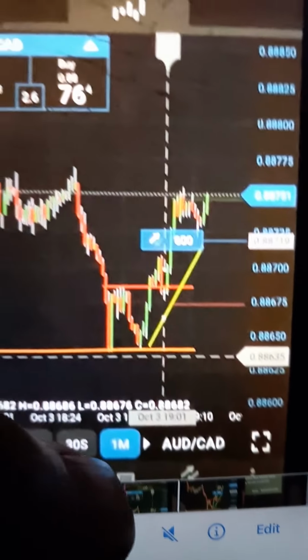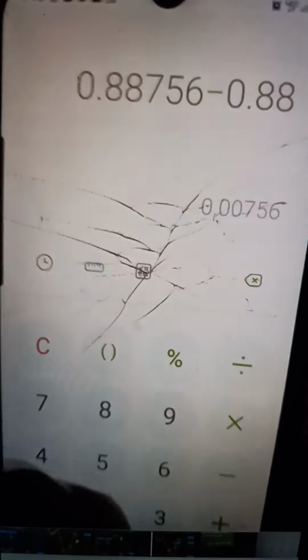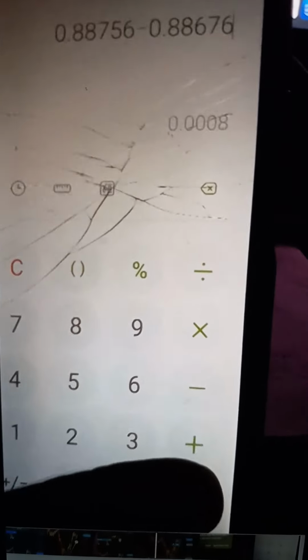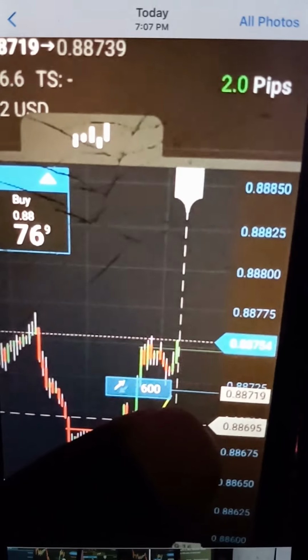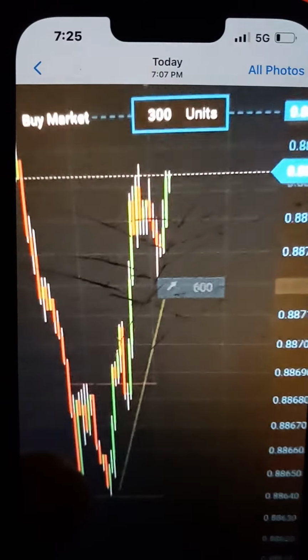I entered for 300 lots. I had 600 units already bought, so I had to wait for them to sell if I wanted to enter for six, because I didn't have it. I just entered for three. Now we're gonna fast forward. Pay attention to the price action. Remember, I was looking at a 13 cents profit. See, I entered the 300 units.